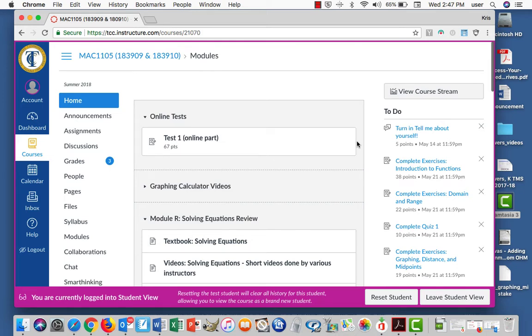Hello. I would like to show you how the online portion of your tests is going to look. We'll just do this for test 1, but what you'll see for test 2 and test 3 will be similar. Remember that the final exam will not be online at all.